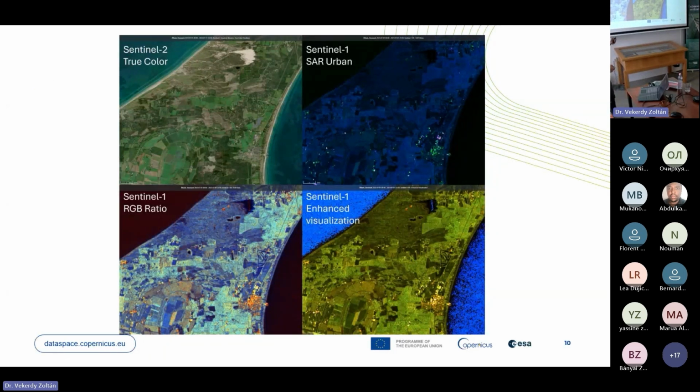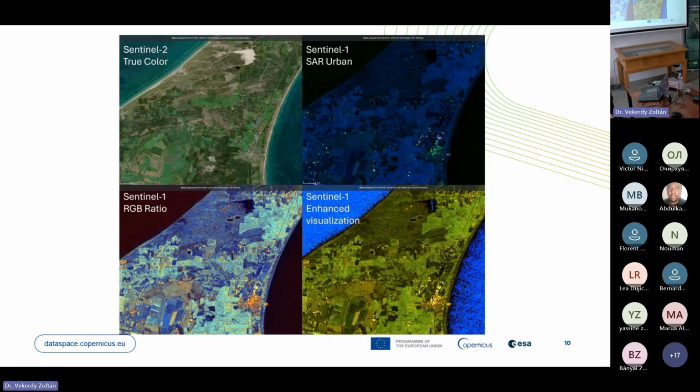Enhanced visualization and Sentinel-1 urban. And this is again a comparison. This is a place in northern Denmark. So we have an area of bare sand, some agricultural areas, a town, and the sea.